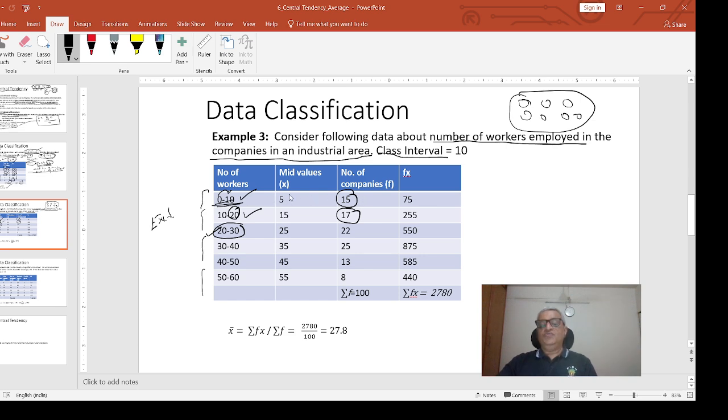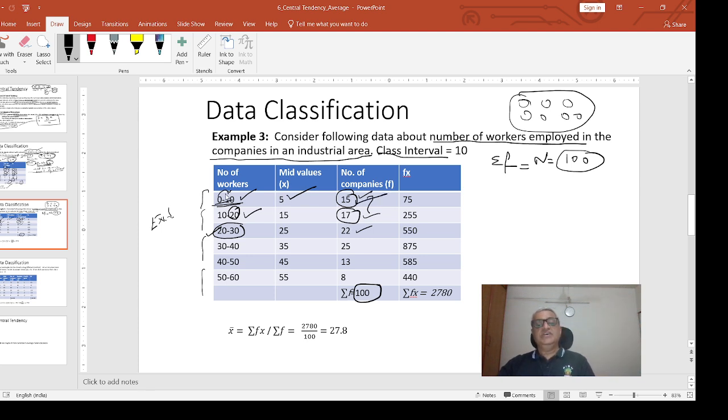So what we have to do is find out the mid value of the class, because adding this column will give me the number of companies. My number of companies is sigma f, because 15 companies plus 17 companies plus 22 companies, so sigma f is equal to n is equal to 100. But if I have to find out the total employees employed by all 100 companies, then I need some mechanism which will tell me how many employees are employed by these 15 companies.